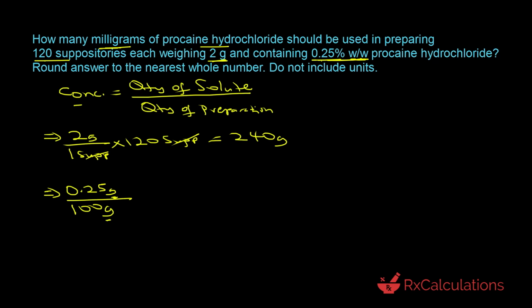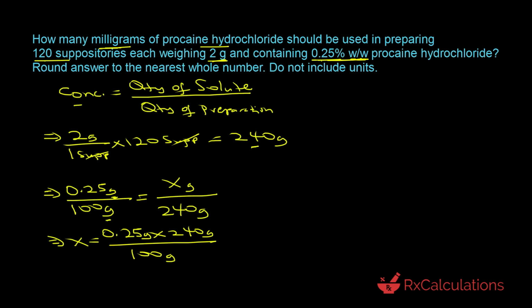But now this ratio is actually going to be equal to the quantity of solute, which is what we are looking for. So that will be some quantity in grams divided by the quantity of preparation, which we determined to be 240. So the 240 grams goes here in the denominator. So now we can go ahead and solve for X, which is the unknown. So X is going to be equal to 0.25 grams times 240 grams divided by 100 grams. Now the grams cancels out, and that's going to be equal to 0.6 grams.